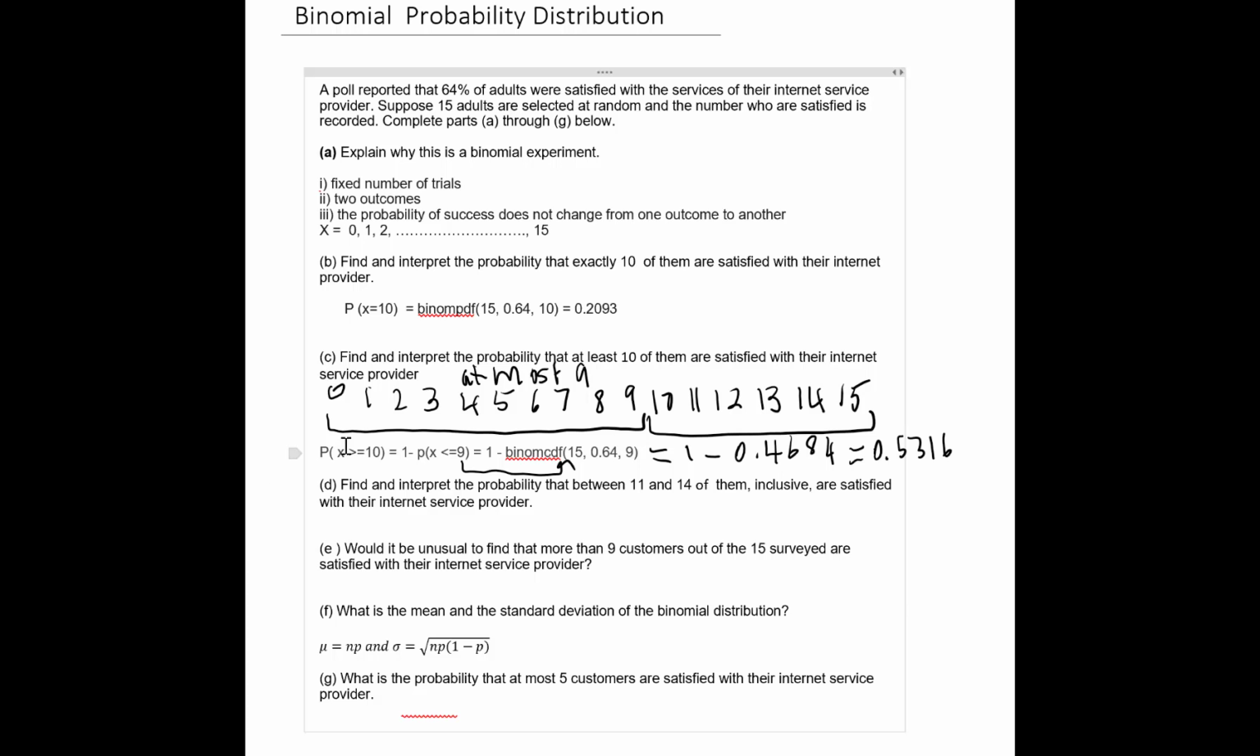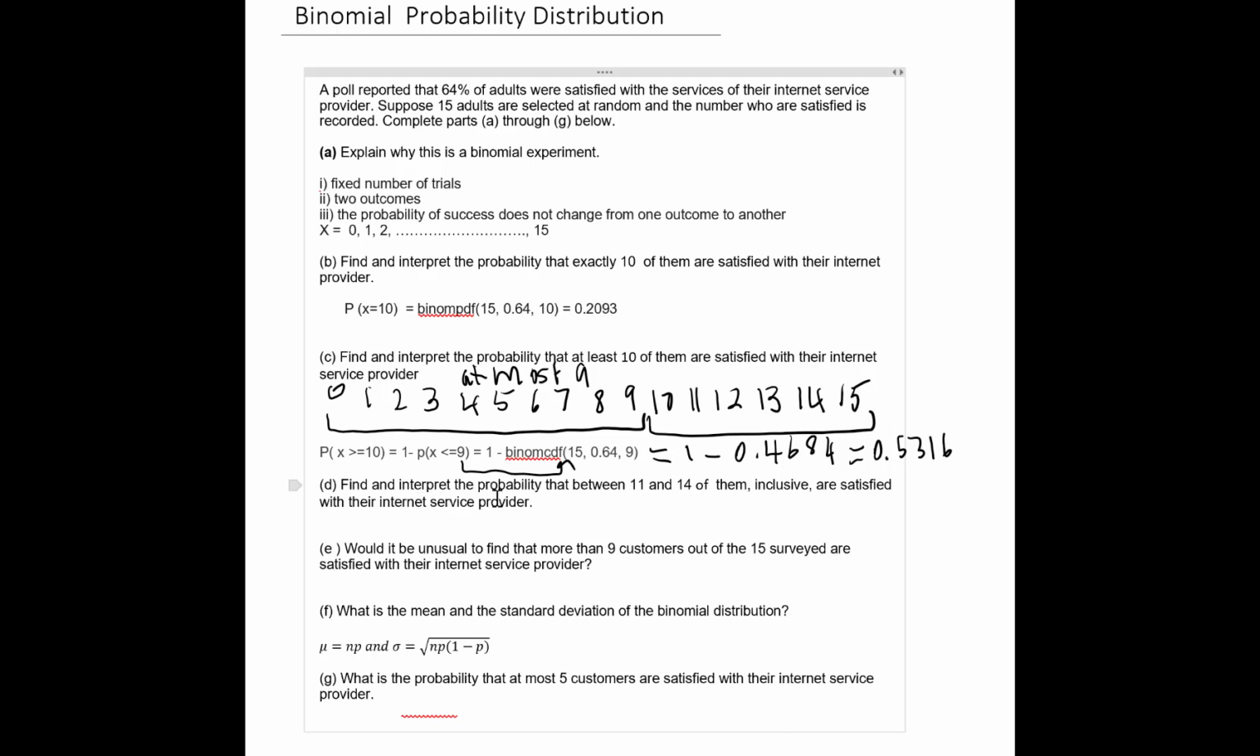Now, how do you interpret this? If you want to interpret this, out of 100 surveys, take 0.53 of 100, so 53. In 53 of the surveys, you're going to find out that at least 10 of the customers say that they were satisfied with the internet service provider.